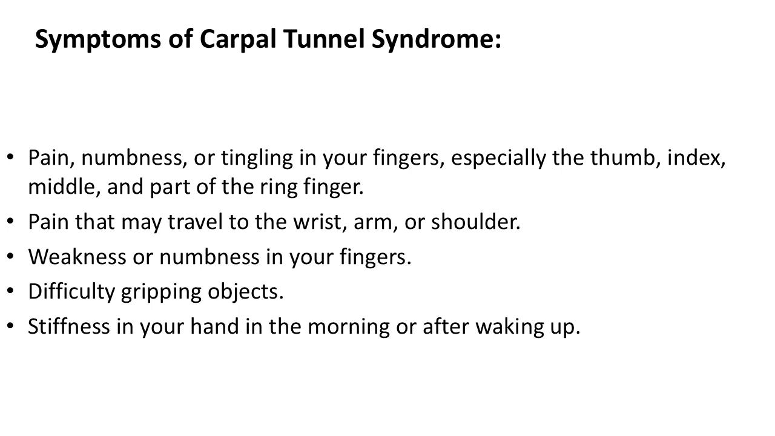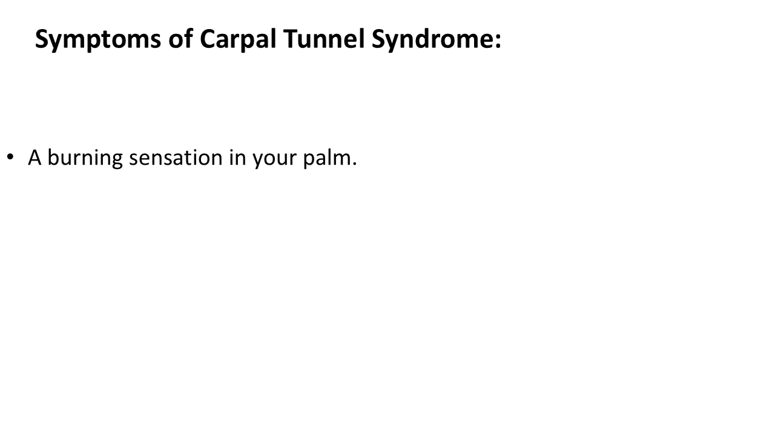Symptoms of carpal tunnel syndrome: pain, numbness, or tingling in your fingers, especially the thumb, index, middle, and part of the ring finger. Pain that may travel to the wrist, arm, or shoulder. Weakness or numbness in your fingers. Difficulty gripping objects. Stiffness in your hand in the morning or after waking up. A burning sensation in your palm.